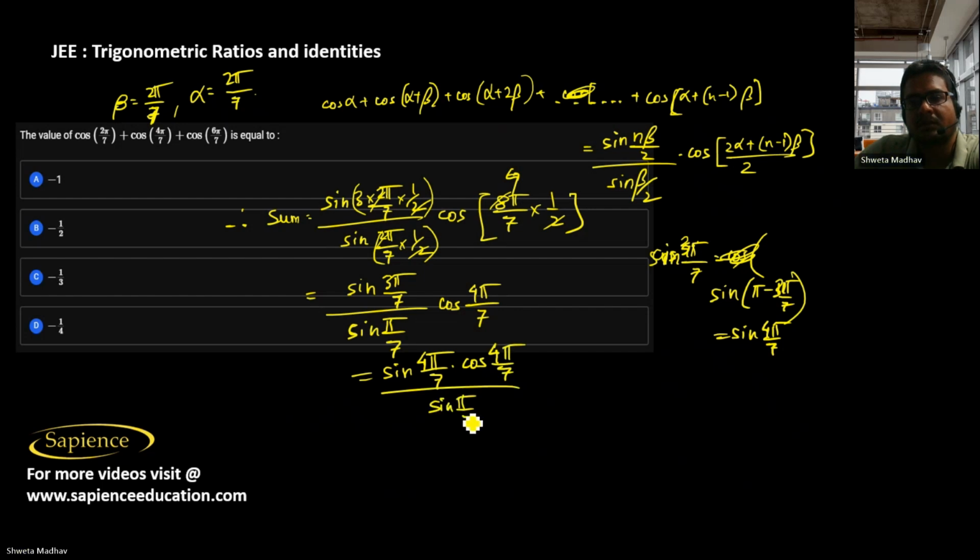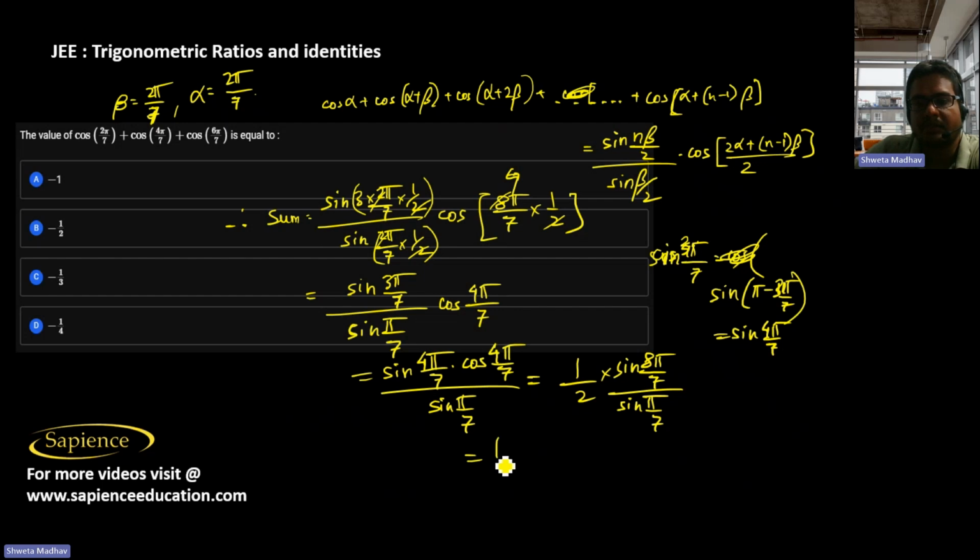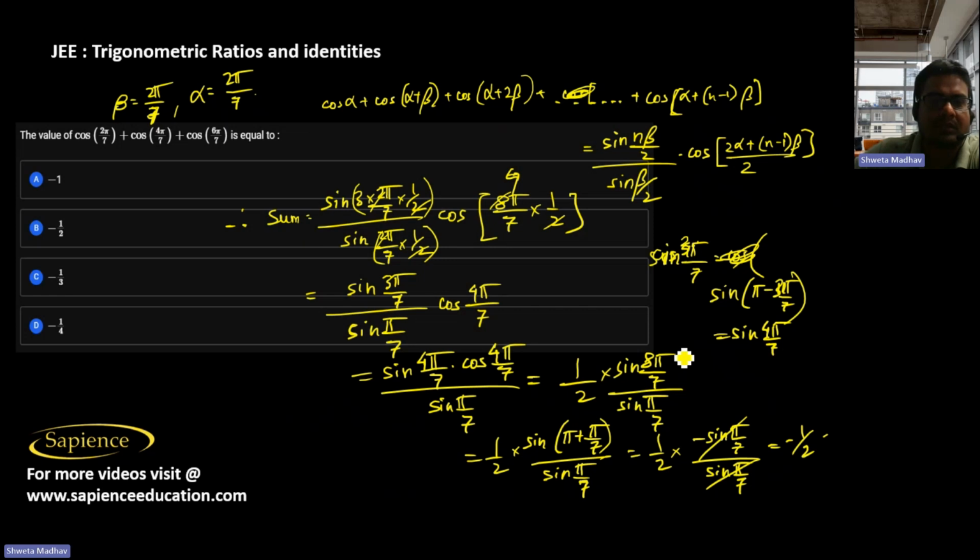So I can say this is sine 4 pi by 7 into cos 4 pi by 7 divided by sine pi by 7. Now sine theta cos theta, I can write as sine 2 theta by 2. So it is half of sine 8 pi by 7 divided by sine pi by 7. Now sine 8 pi by 7, I can write as sine of pi plus pi by 7. Sine of pi plus theta is equal to minus sine theta, since it is in the third quadrant. So this will be half into minus sine pi by 7 by sine pi by 7, so these two get cancelled and that will be minus 1 by 2. So minus half is the answer. So option B is the correct answer.